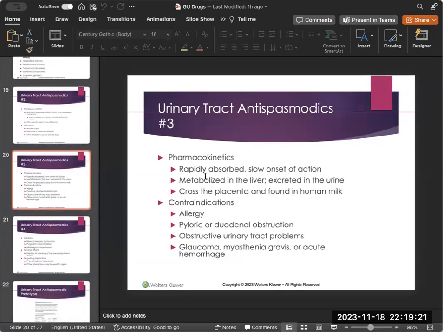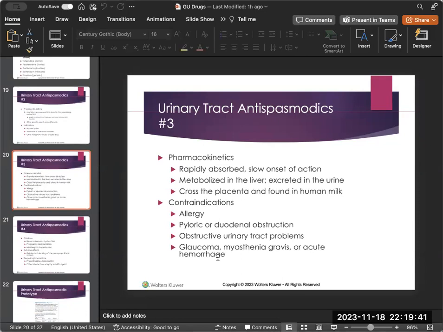They're rapidly absorbed and metabolized in the liver, excreted in the urine, which means contraindications: liver problems, watch out for kidney problems, okay? Watch out for pregnancy and lactation. Watch out for allergies as well. And also obstructive urinary tract problems. Why? If these patients are having problems peeing, these are not going to be good.